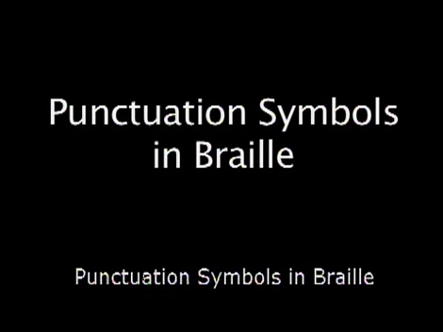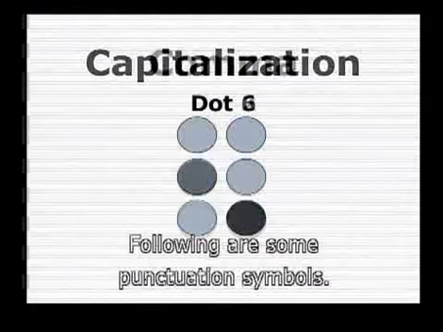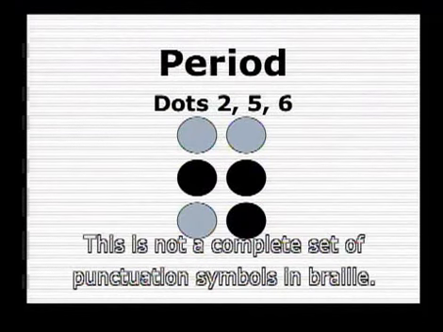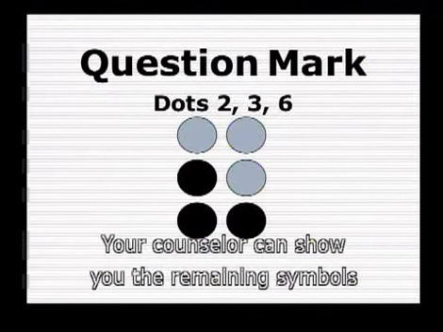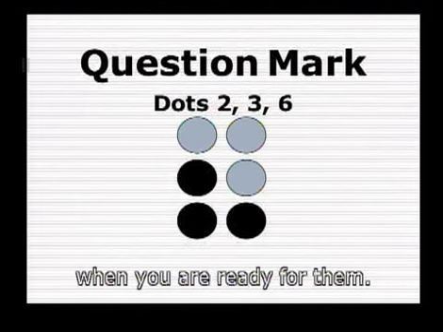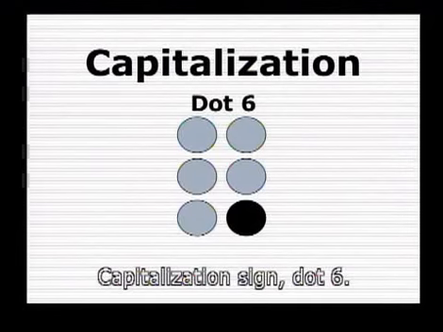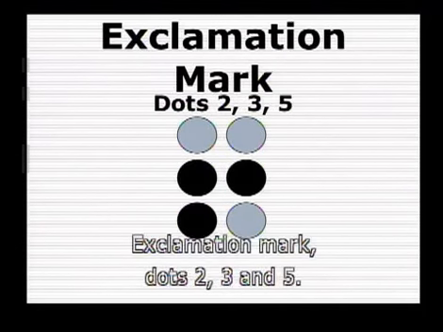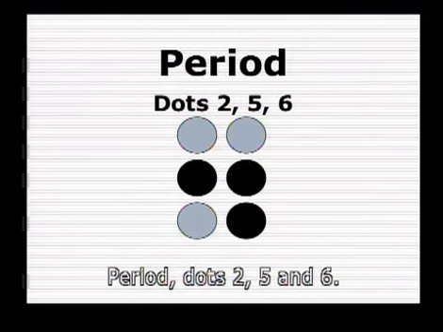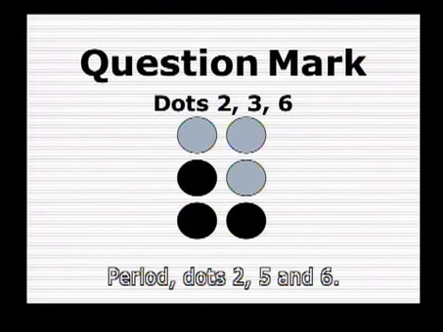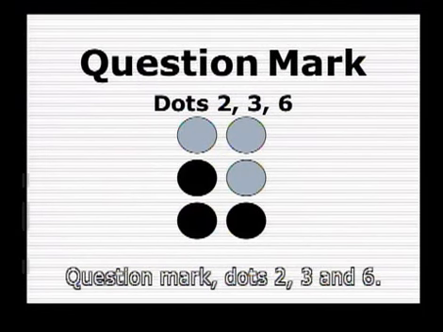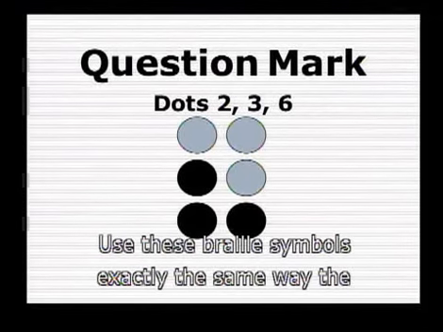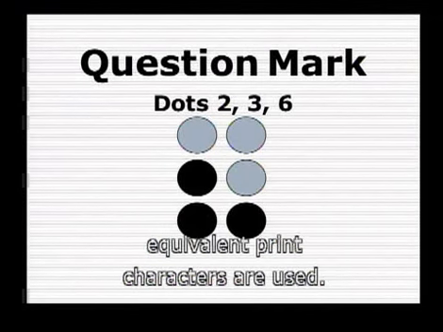Punctuation symbols in Braille. Following are some punctuation symbols. This is not a complete set of punctuation symbols in Braille. Your counselor can show you the remaining symbols when you are ready for them. Capitalization sign, dot 6. Comma, dot 2. Exclamation mark, dots 2, 3, and 5. Period, dots 2, 5, and 6. Question mark, dots 2, 3, and 6. Use these Braille symbols exactly the same way the equivalent print characters are used.